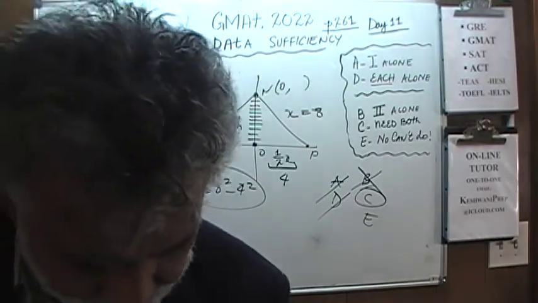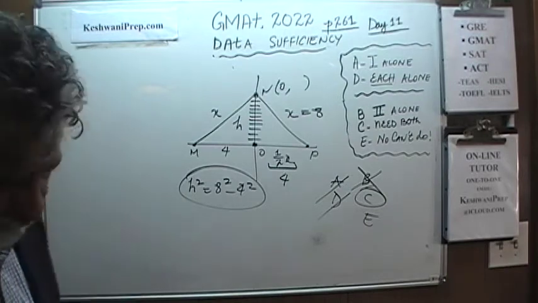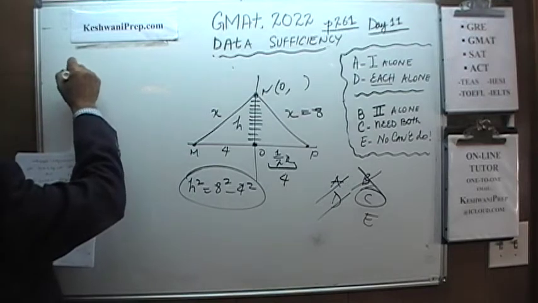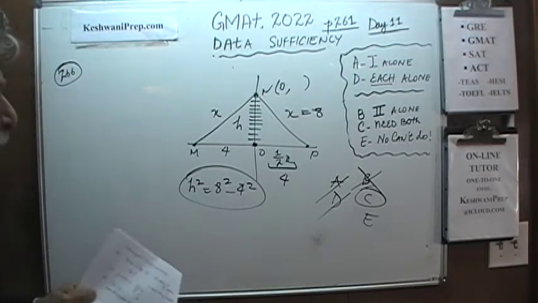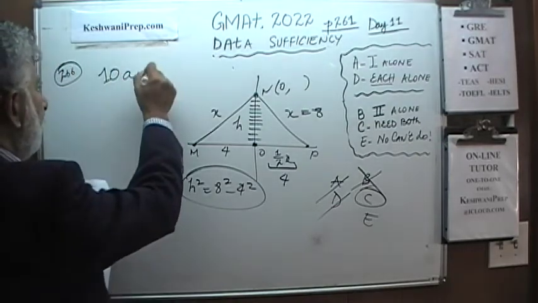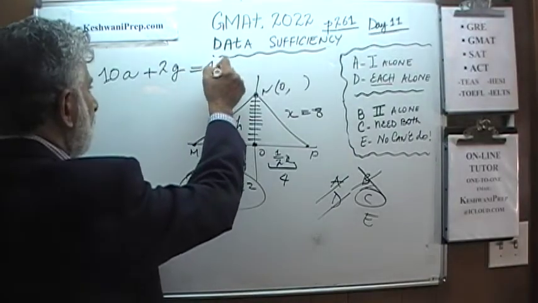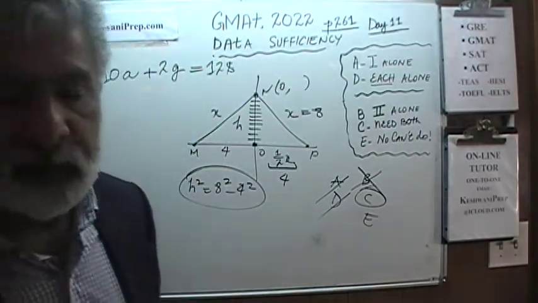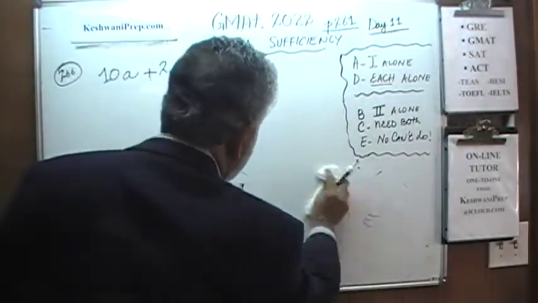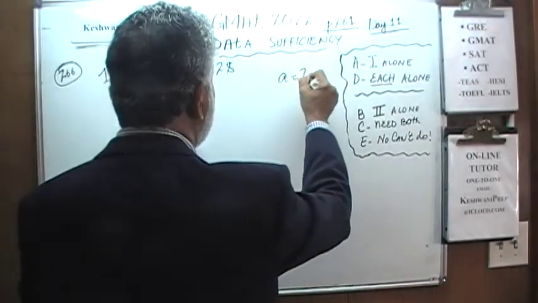266 says that if you buy 10 apples and two grapes, the total cost is $12. A represents the price of apple, G represents the price of grapes. And what we want to find out is the price of apple.